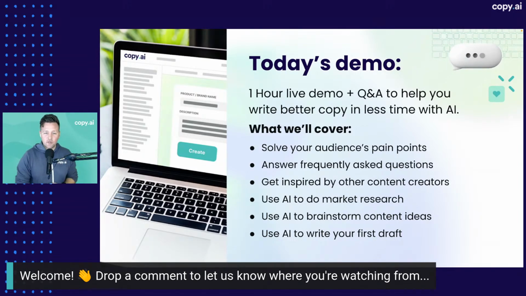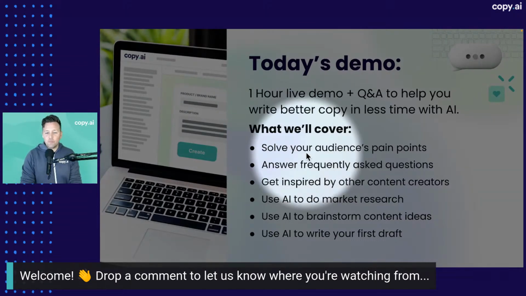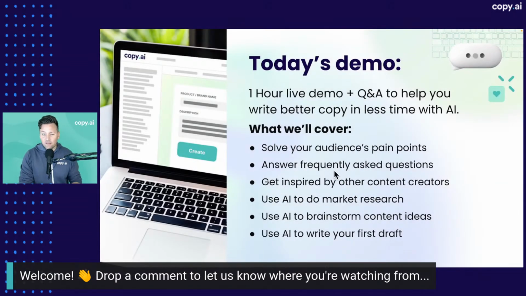So we're going to cover a few things to help you create better content that will attract customers and help you build your brand. There are a lot of different things you can do with Copy AI, but this is a very popular use case. When it comes to writing content, how do you use it to grow your business? So a few things to keep in mind here: solve your audience's pain points, answer frequently asked questions, get inspired by other content creators. And where AI can fit in here is helping you do the market research, brainstorm content ideas, and write your first draft.